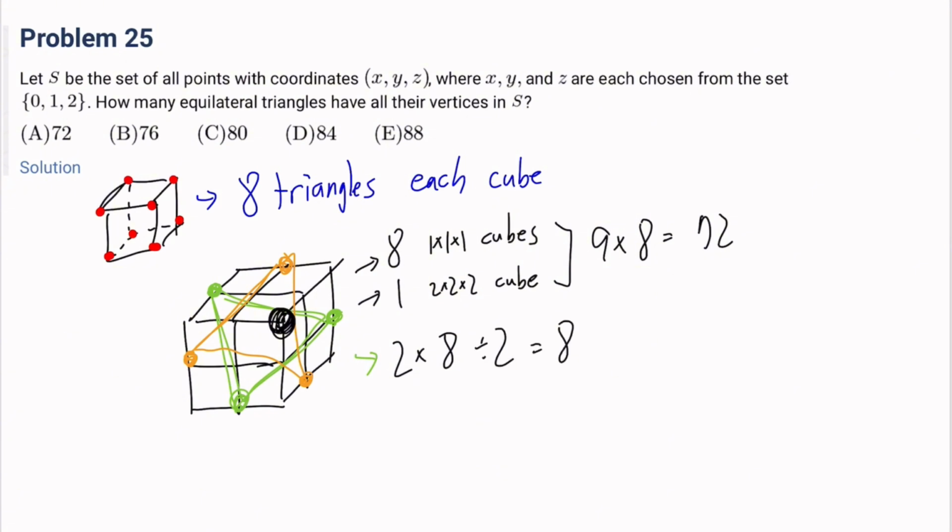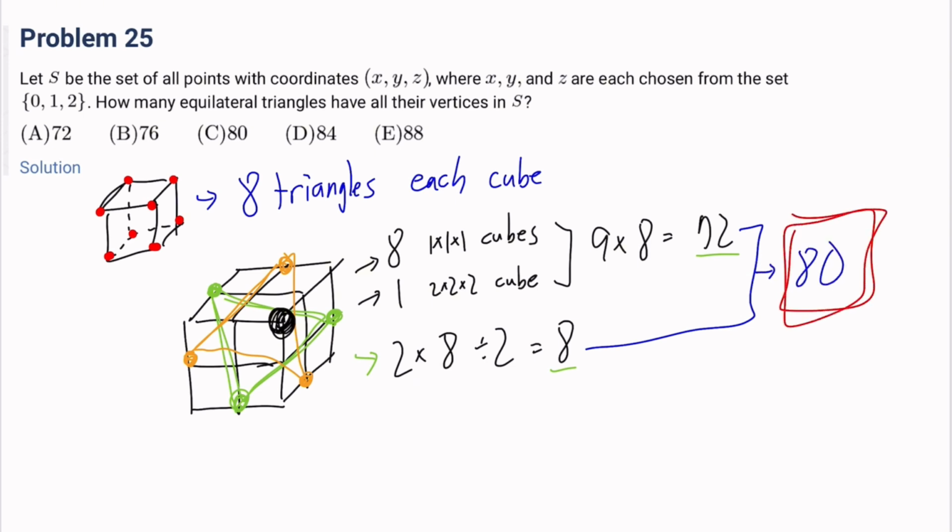This is equal to 8, right? So to this 72, we have to add 8 more. So if we get them all together, this equals 80 in total, right? So the total is 80. The answer is C.